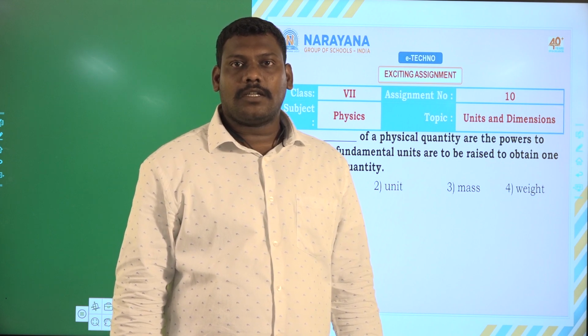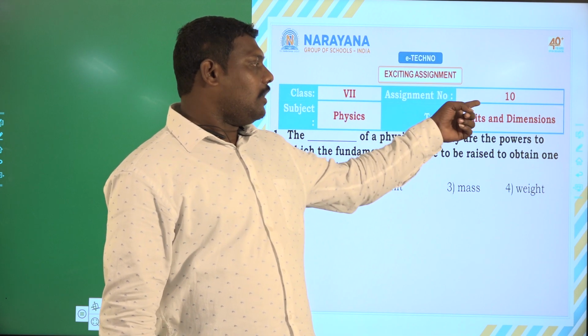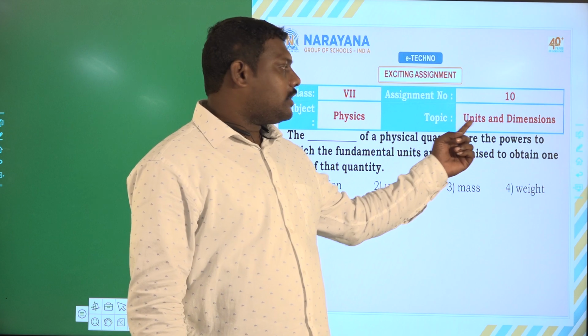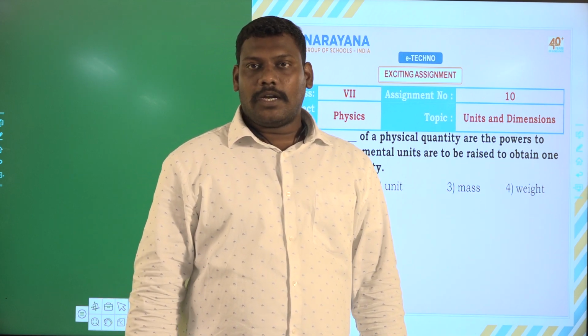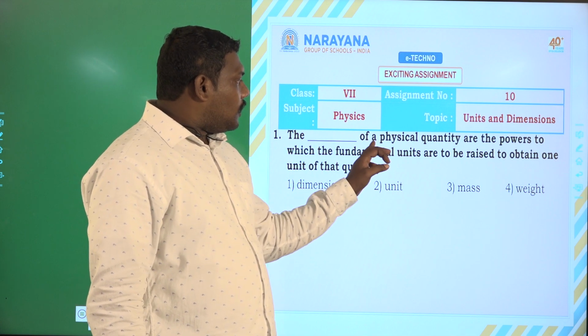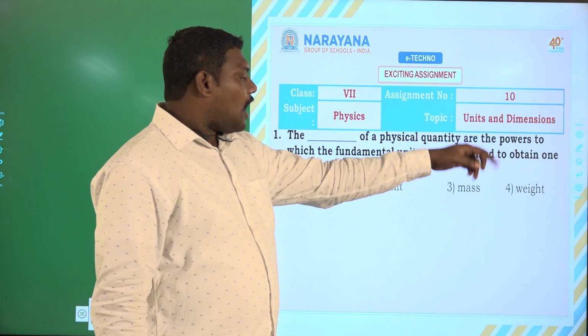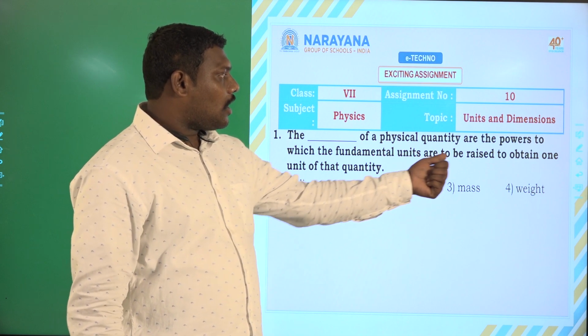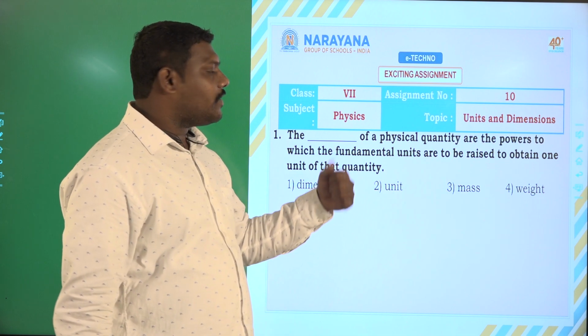Today we are going to discuss the 7th class assignment 10 under the topic units and dimensions. Okay, now let us see the first question. The first question says that the dash of a physical quantity are the powers to which fundamental units are to be raised to obtain one unit of that physical quantity.